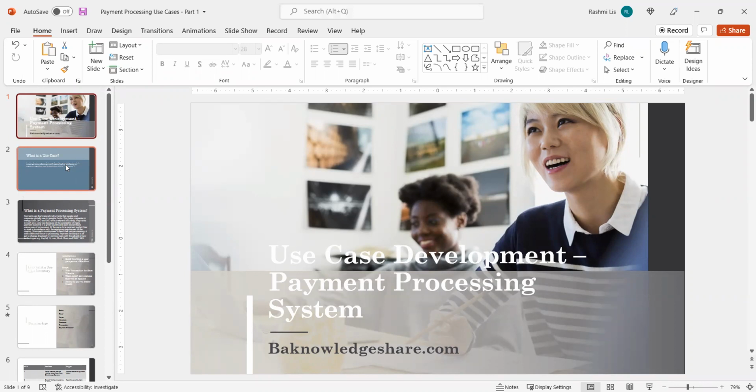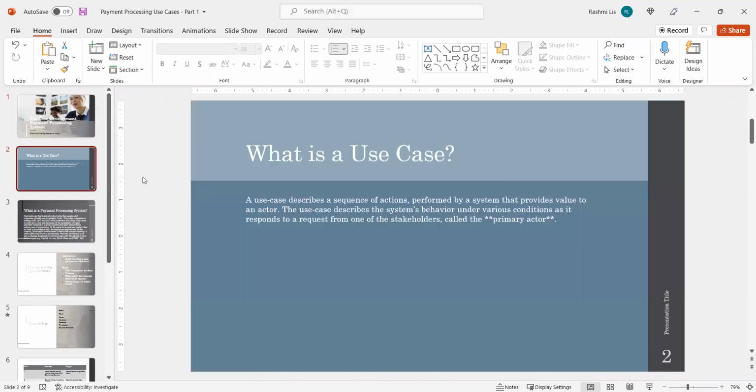So let's try to understand what a use case is. Basically, a use case describes a sequence of actions performed by a system that provides value to an actor. The use case describes the system's behavior under various conditions as it responds to a request from one of the stakeholders called the primary actor. So in short, what is a use case? A use case is basically a way to understand what the requirements are from the business.